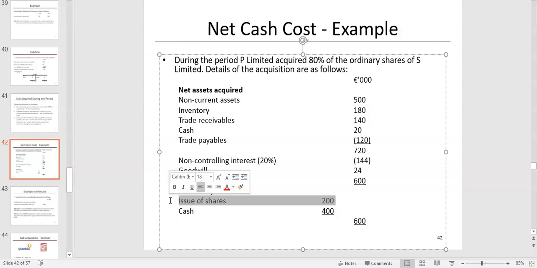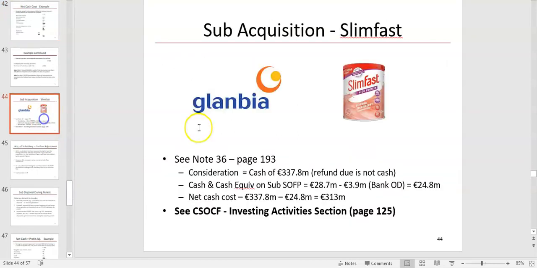That's why it can be quite a tricky one to get your head around. You'll take a couple of practice questions to get up to speed on that before you go on to exam questions. A good example of that is the Glombia. Looking at note 193, you're looking at Glombia's acquisition of SlimFast. So do take a look at that.